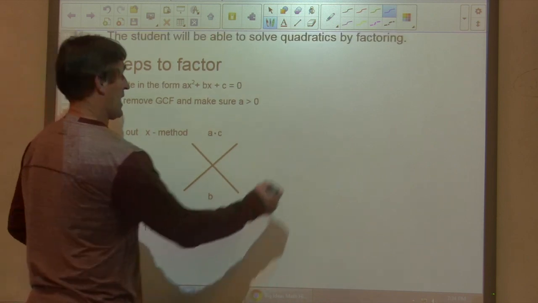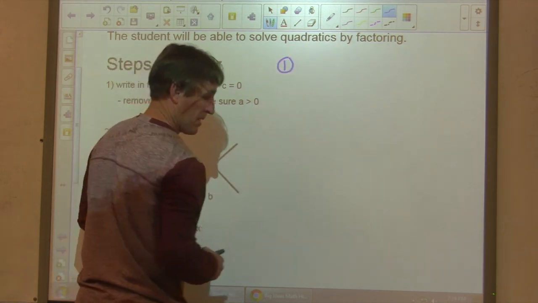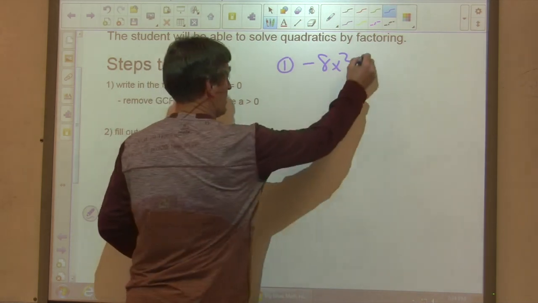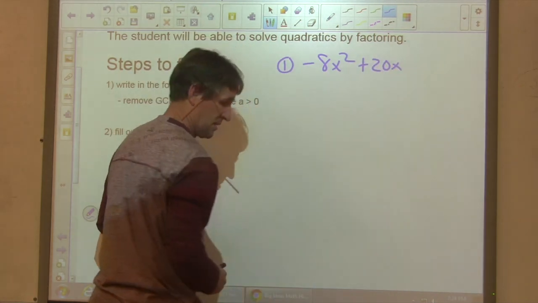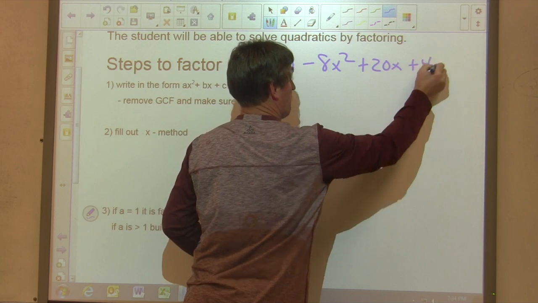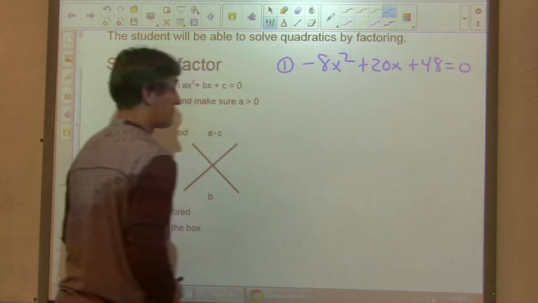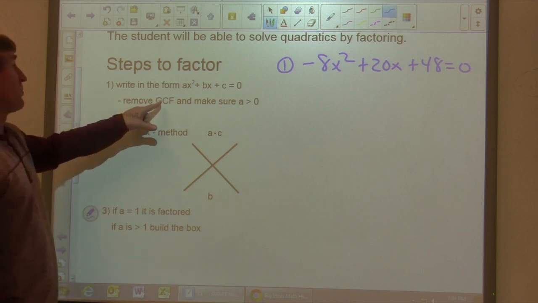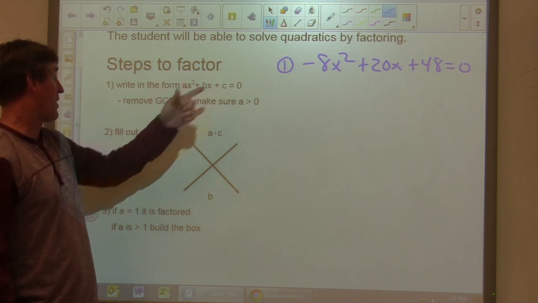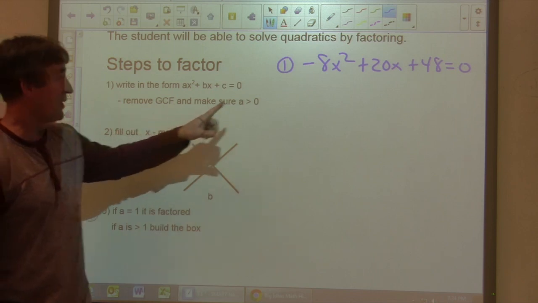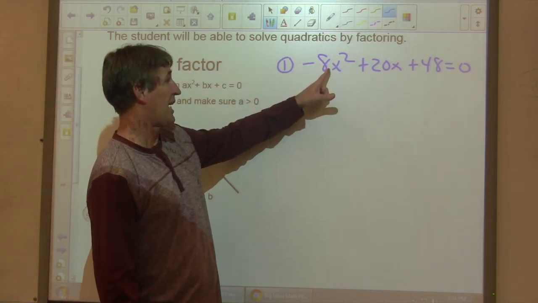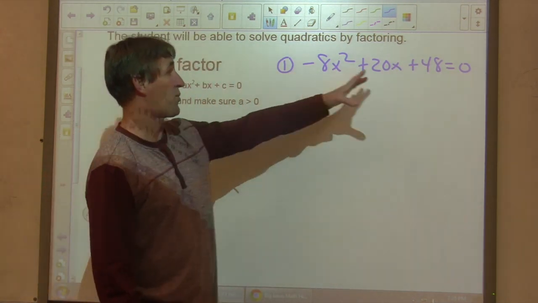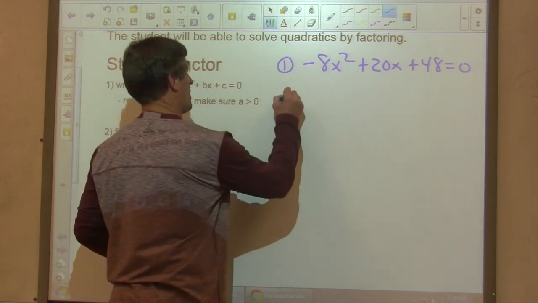So let's start with this example, our first one: negative 8x squared plus 20x plus 48 equals 0. If we follow step number 1, we're going to remove the greatest common factor. It's already in the form we want, but we have to remove the greatest common factor. So we look at this and say, is there anything that goes into 8, 20, and 48? The largest thing that goes into all three of those is 4. So I'm going to pull a 4 out.